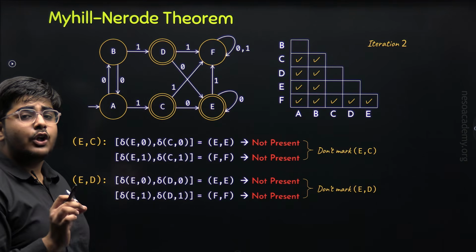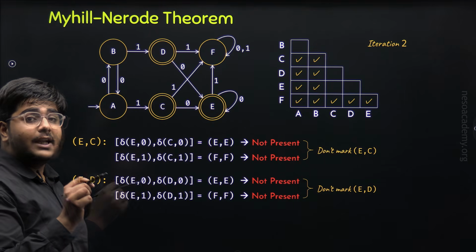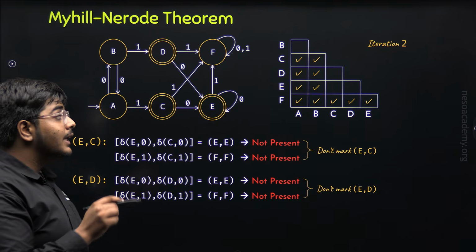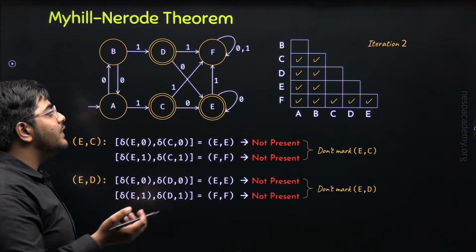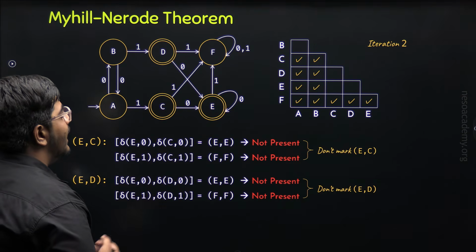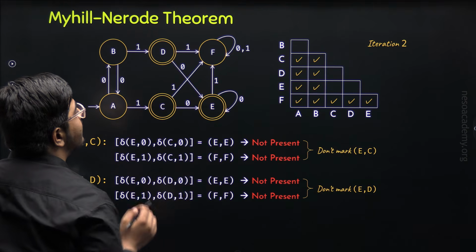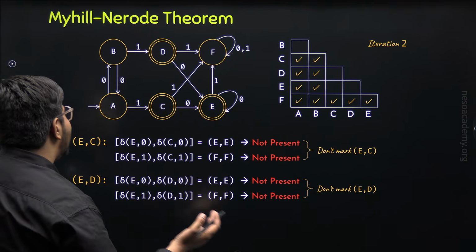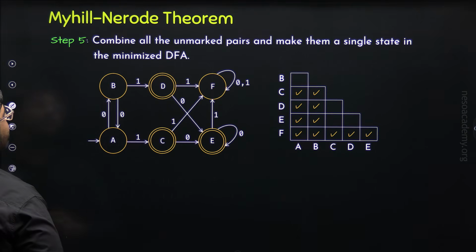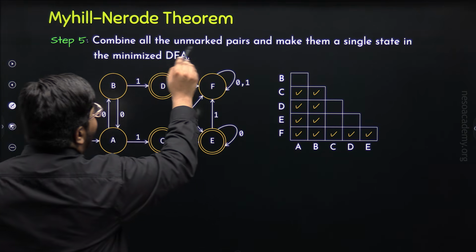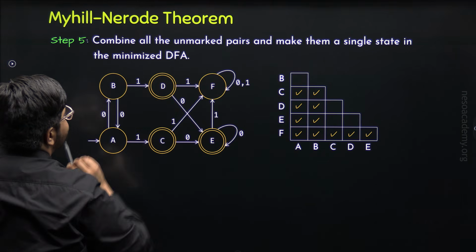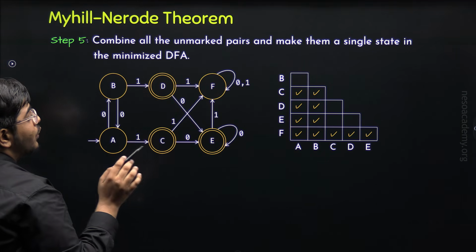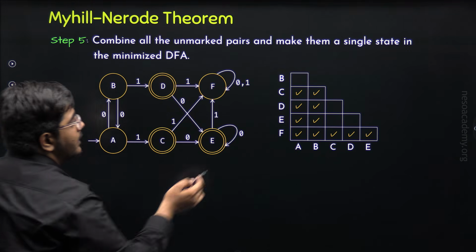And since we are not getting any new mark in iteration number 2, no further marking is possible. That means we are done with our step number 4. And after step number 4, this is the table that we have got. Now let's move towards step number 5. Combine all the unmarked pairs and make them a single state in the minimized DFA. So we have to combine all the unmarked pairs.